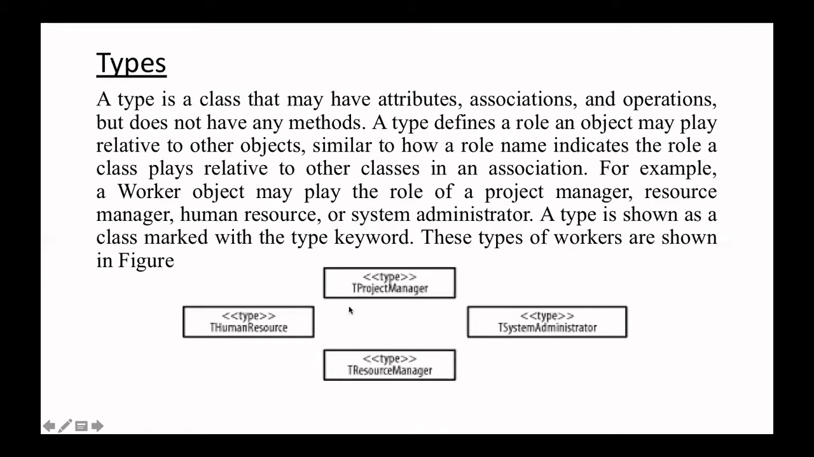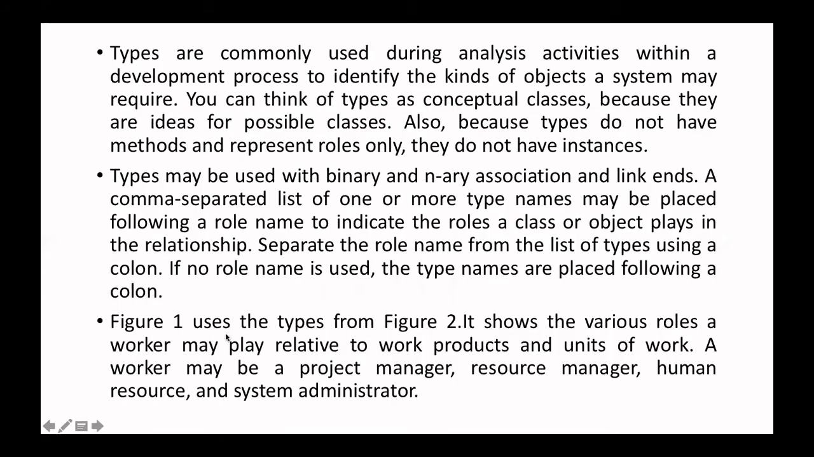In this type class, there are only attributes, associations and operations. No methods are used within the type class. Now moving to the next, as I told you, figure 1 uses the types from figure 2. It shows the various roles a worker may play relative to work products and units of work. A worker may be a project manager, resource manager, human resource, or system administrator. Within the organization, all these are workers.